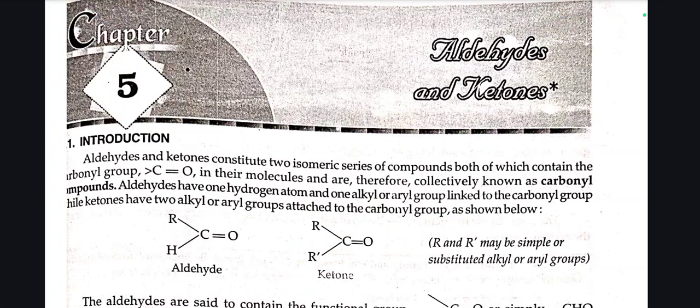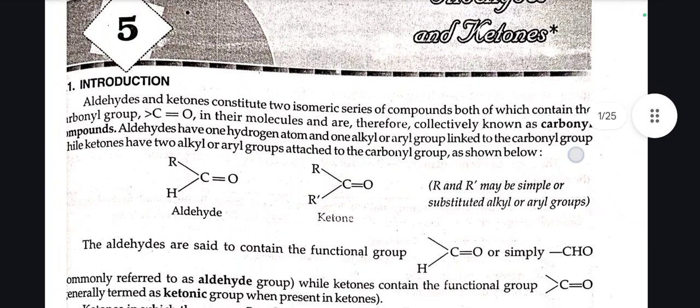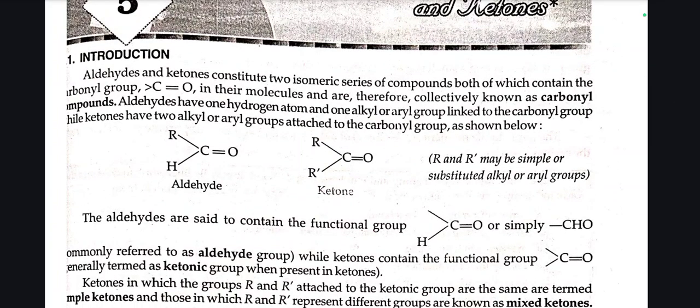Today I will be giving my presentation on the topic aldehydes and ketones. Let's start. Aldehydes and ketones constitute two isomeric series of compounds, both of which contain the carbonyl group in their molecules and are therefore collectively known as carbonyl compounds.